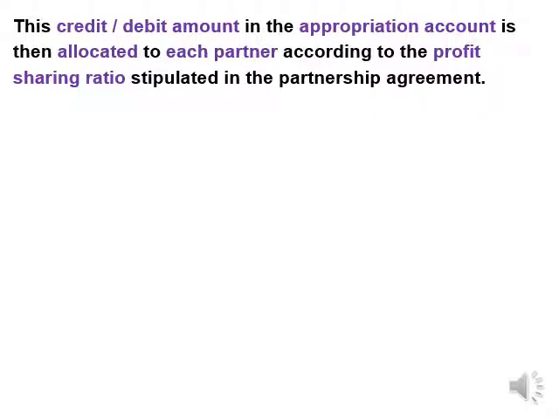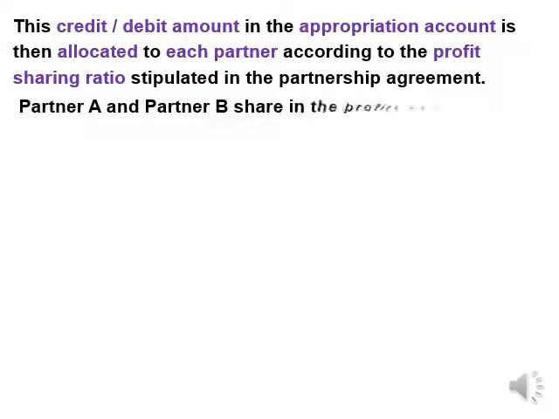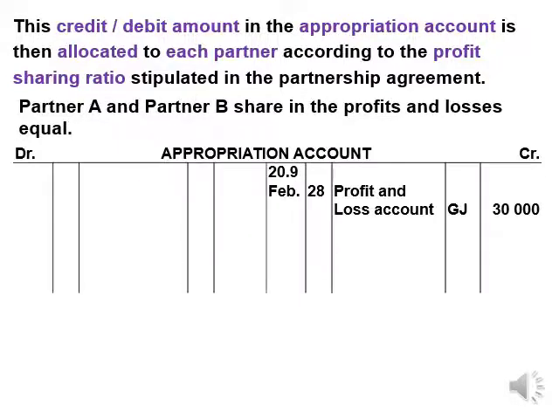This credit or debit amount in the appropriation account is then allocated to each partner according to the profit sharing ratio stipulated in the partnership agreement. So if we have partner A and partner B and they share profits and losses equally, you just have to divide it by 2 if you have 2 partners. And we have made a profit of 30,000. That means partner A will get 15 and partner B will get 15.